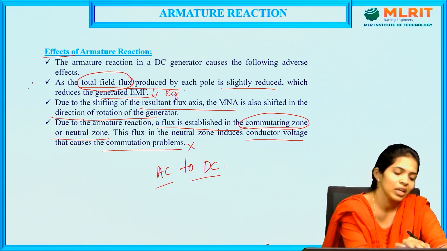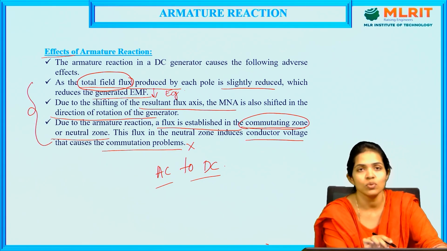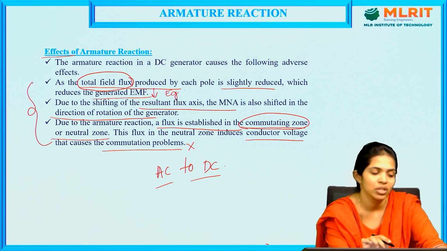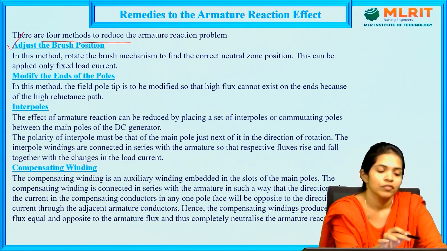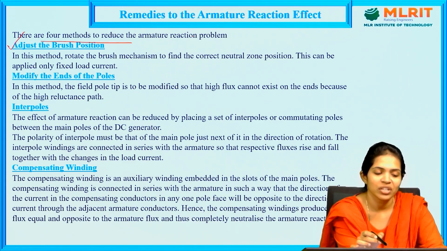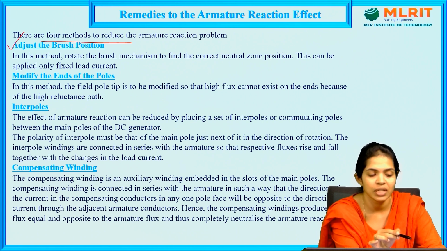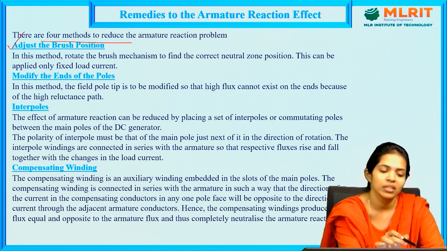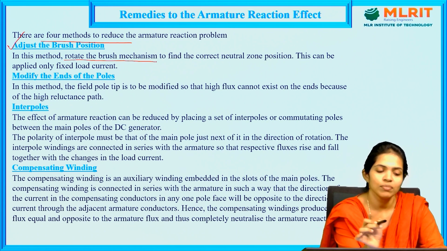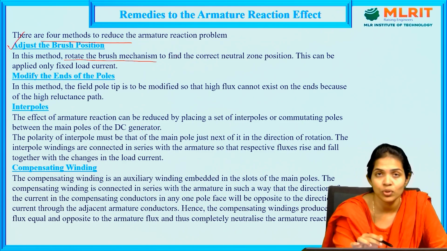So we have to find some mechanisms to reduce all these adverse effects of the armature reaction. We have basically 4 methods to reduce the armature reaction problem. The first one is to adjust the brush positions in the DC machine. In this method, you have to rotate the brush mechanism to find the correct neutral zone where both the cross magnetizing and demagnetizing effects which occur due to the armature reaction are neutralized.